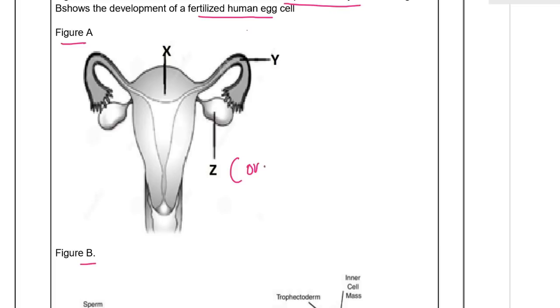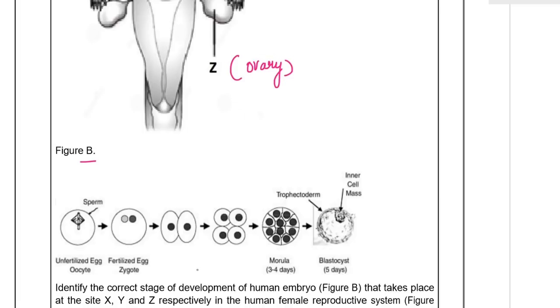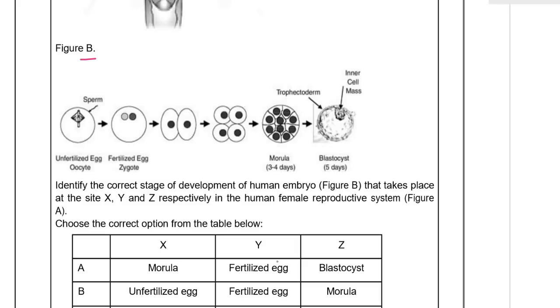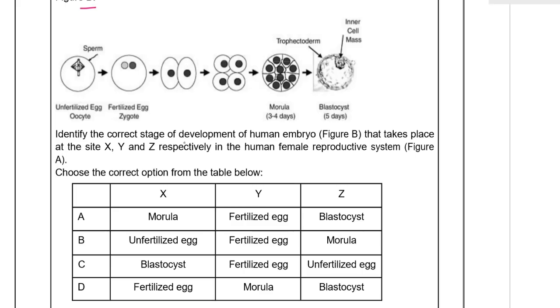Z is the ovary. Okay, and this is the fallopian tube, and X will be the uterus. So now in B, as it is given the developmental stage, let's read the question. Identify the correct stage of development of human embryo from the figure B that takes place at the site X, Y, Z respectively in human female reproductive system.